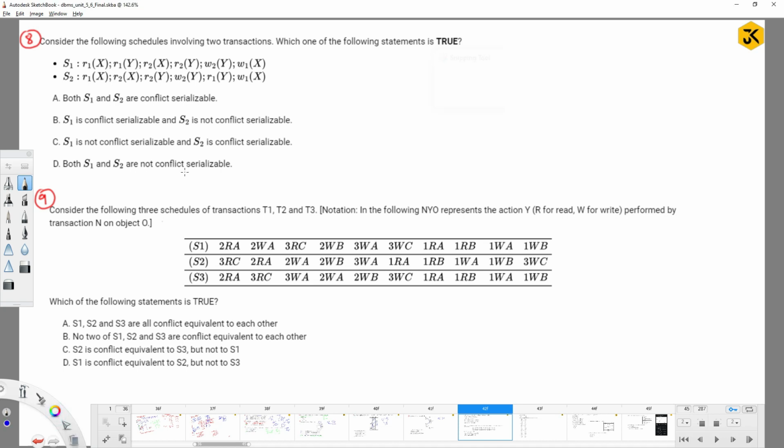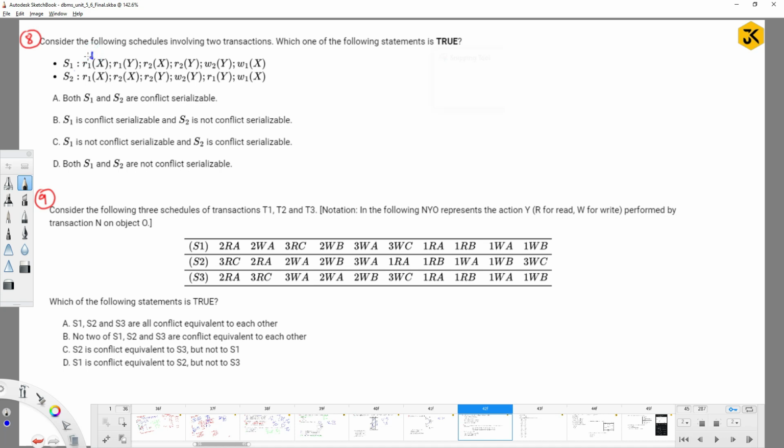Right? If I take the S1 schedule and S2 schedule, are both conflict serializable, or is one conflict serializable and the other one not? That is what they are asking. So how can I do this? Again, we are going to draw the graph, right? So instead of drawing the graph, if you have the option to draw there itself, what can we do now?